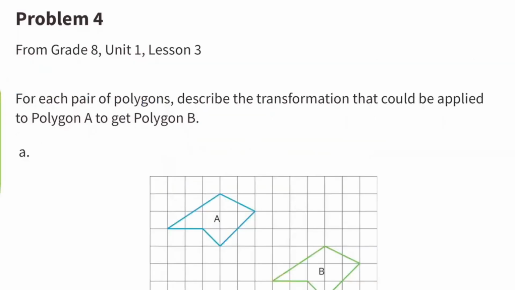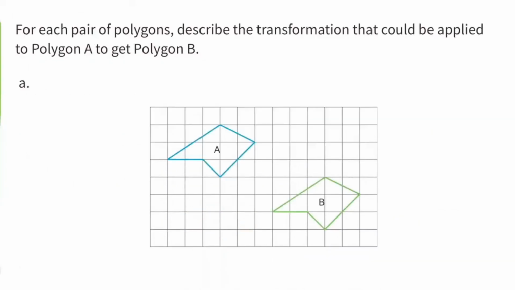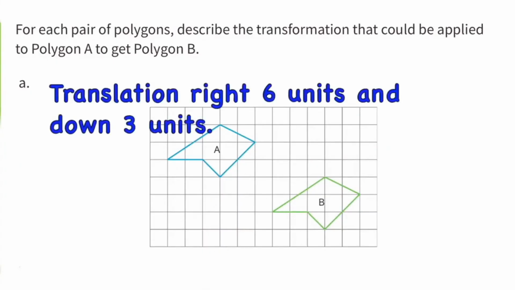Number 4. For each pair of polygons, describe the transformation that could be applied to polygon A to get to polygon B. A. A translation right 6 units and down 3 units.